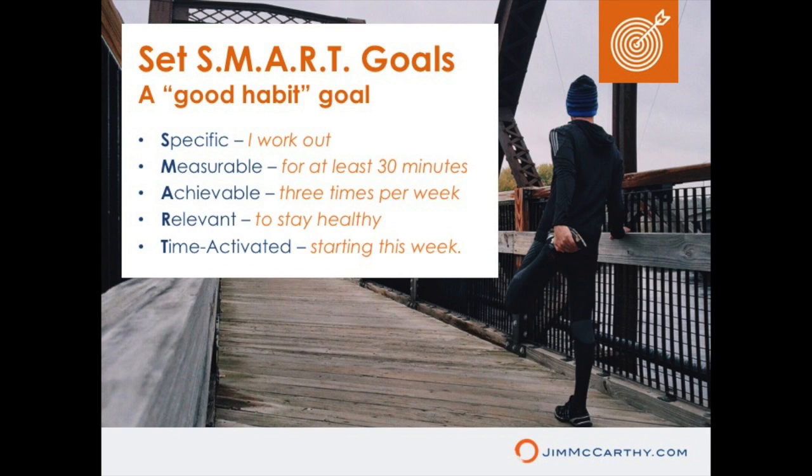So let's start with a good habit goal. A good habit goal that would be a SMART goal would be something like this. Specific, I work out. Measurable, for at least 30 minutes. Achievable, 3 times per week. Relevant, to stay healthy. Time activated, starting this week. That's a good habit SMART goal. All right, let's take a look at this one piece at a time.